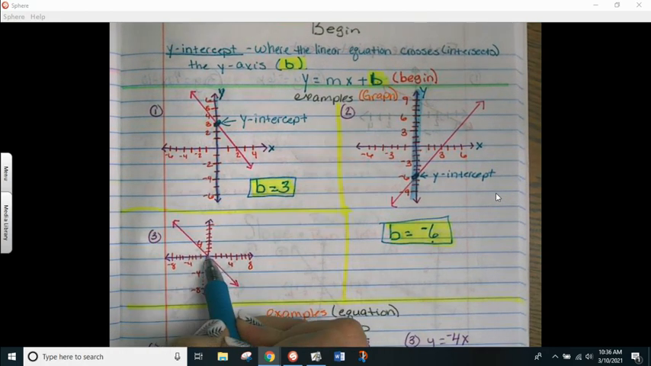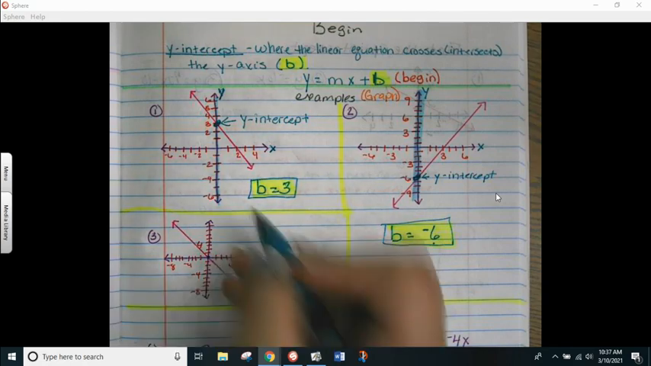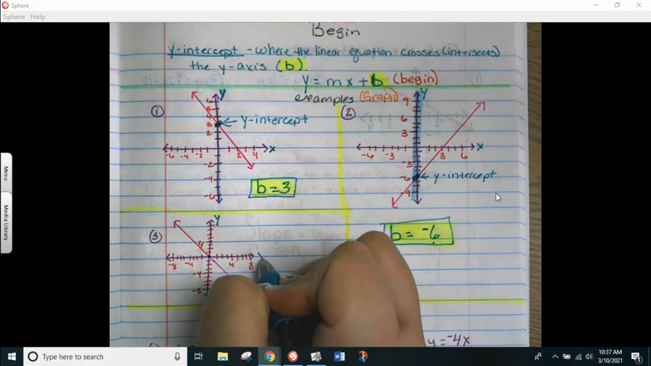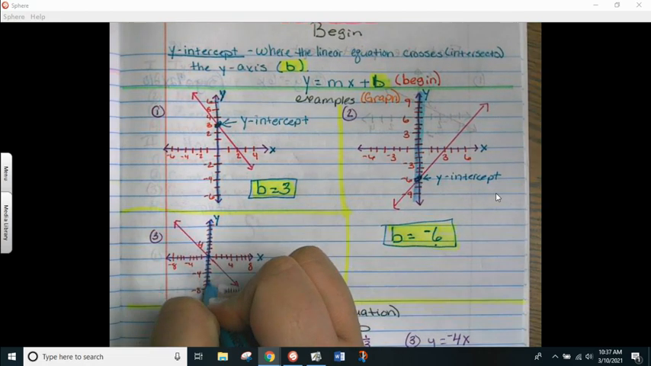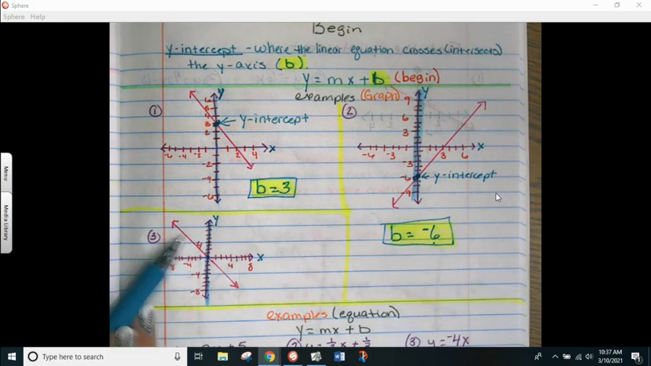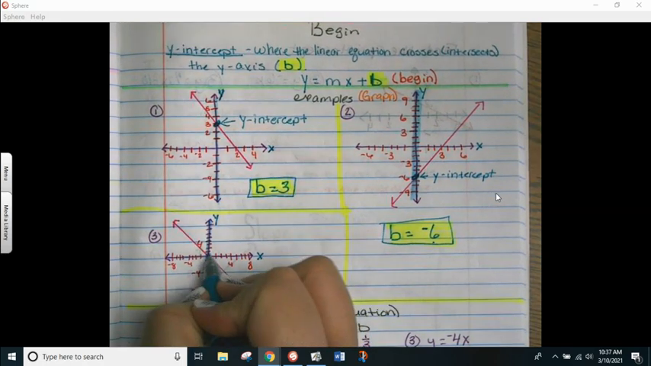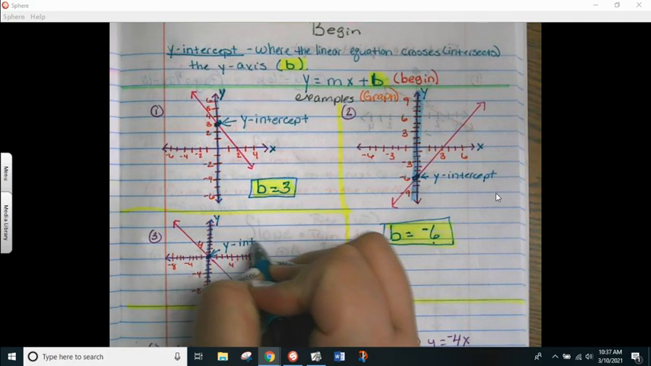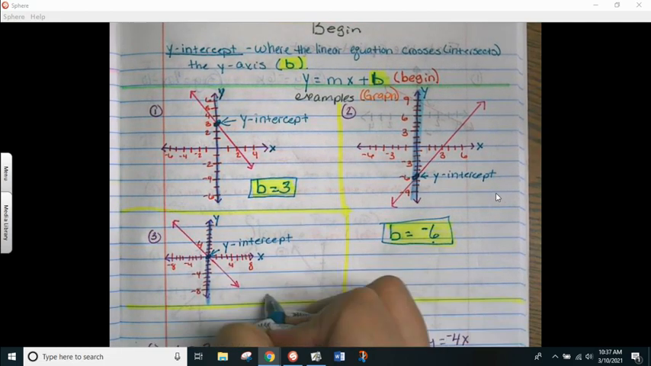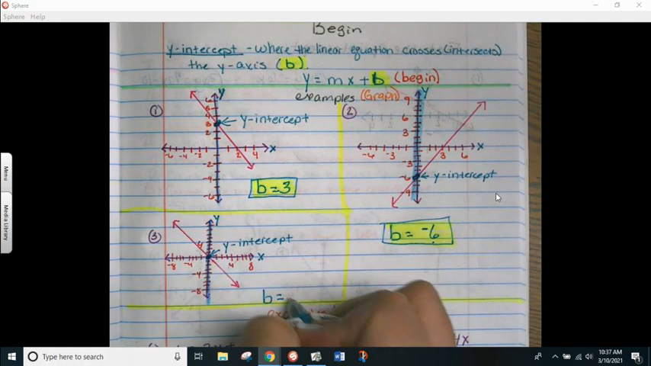If you look here, it goes right through the origin. Go ahead, draw that, and then press play when you're ready. And like always, here is my y-axis. Here is my x-axis. I want to know, when does my linear equation cross the y-axis? So here it is. And that's where it actually crosses the x and the y there. So the origin is my y-intercept. Now, when your y-intercept is the origin, you remember the origin is at 0, 0. So your answer is just 0.